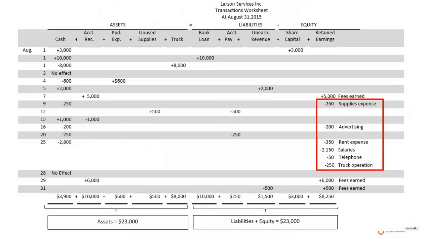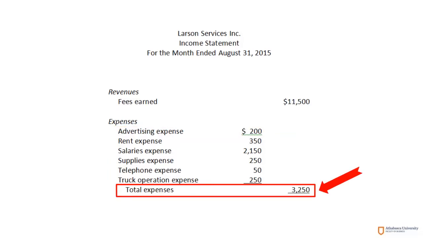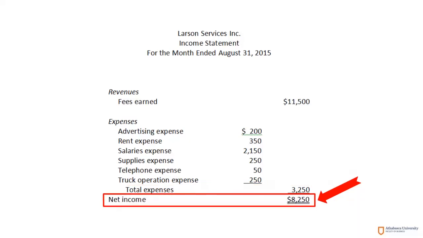There are 6 expenses on the Transaction Worksheet, which are transferred to the expenses section of the income statement. We need to include a line for total expenses of $3,250. This results in a net income of $8,250.